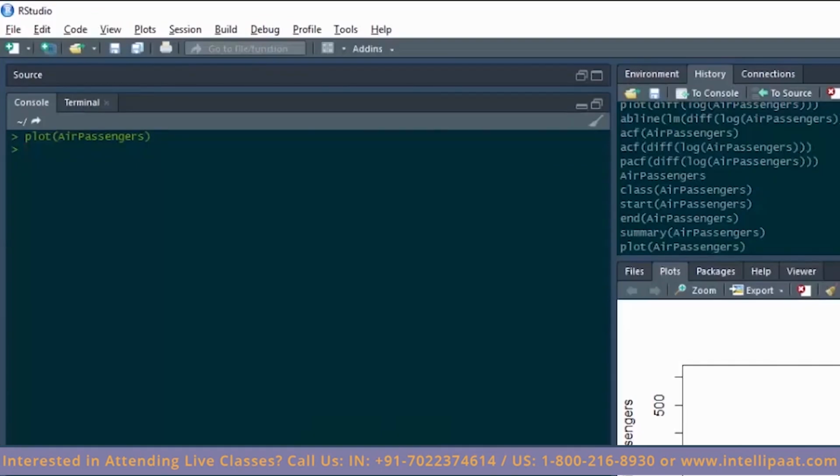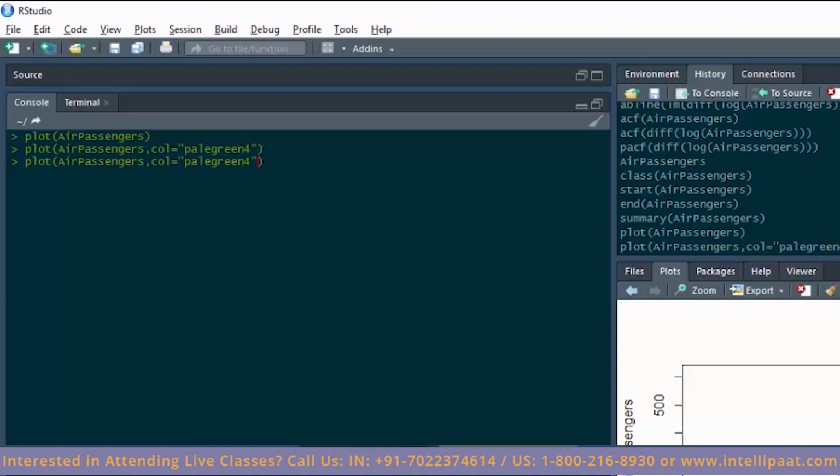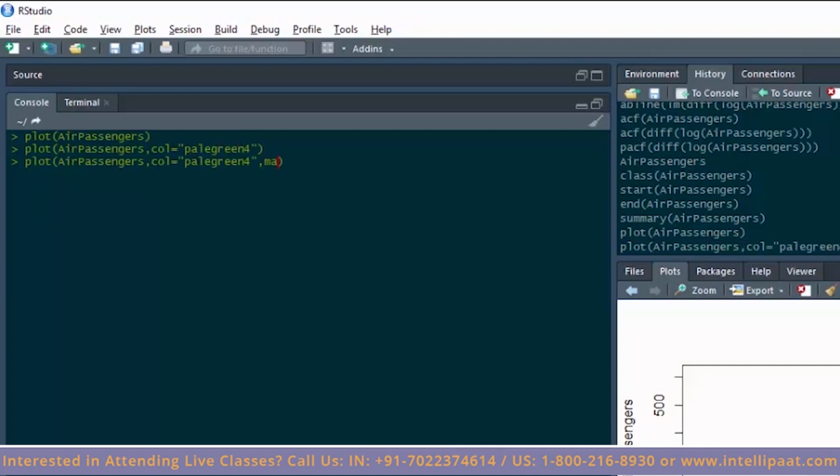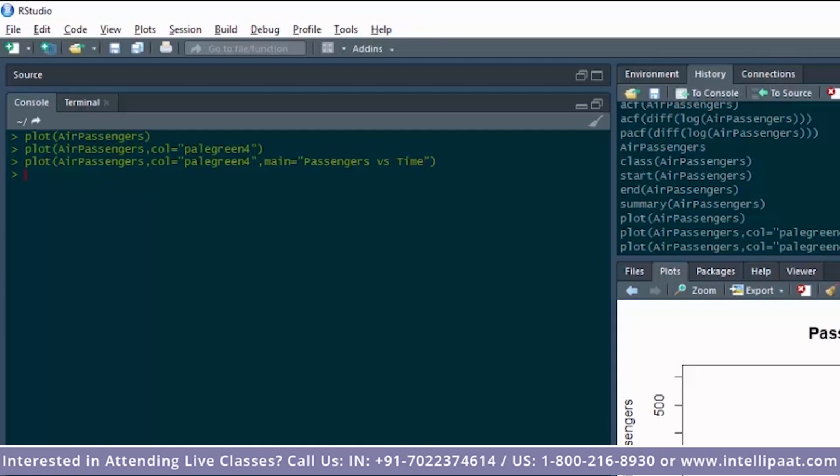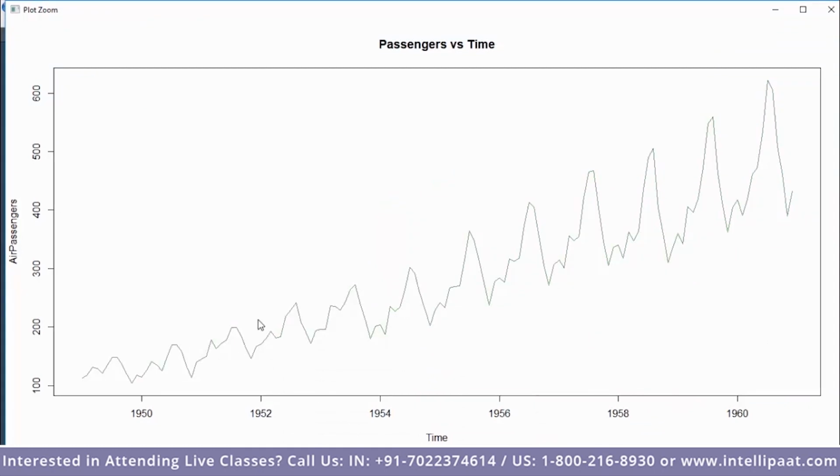Now we can also add some labels and color to this plot. So the color which I'll be giving this is pale green 4. So I've added color to this plot. Let me also add a title to this. So it'll be main equals passengers versus time. So this is the plot after giving the color and the label. This is the color which you get, pale green 4, and the label which I've given is passengers versus time.